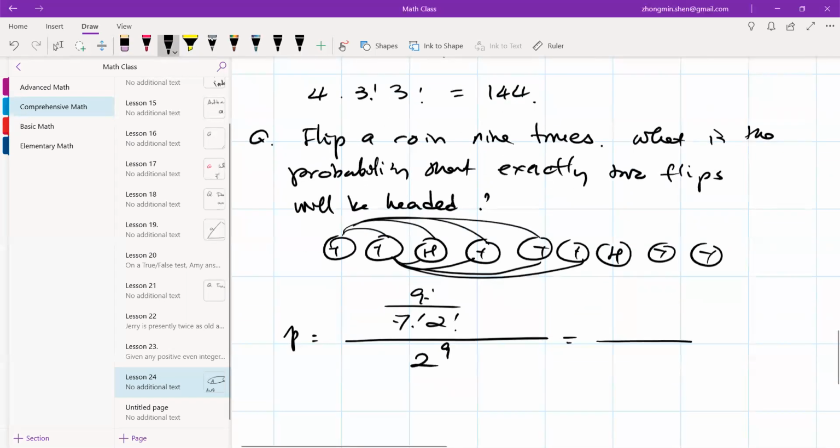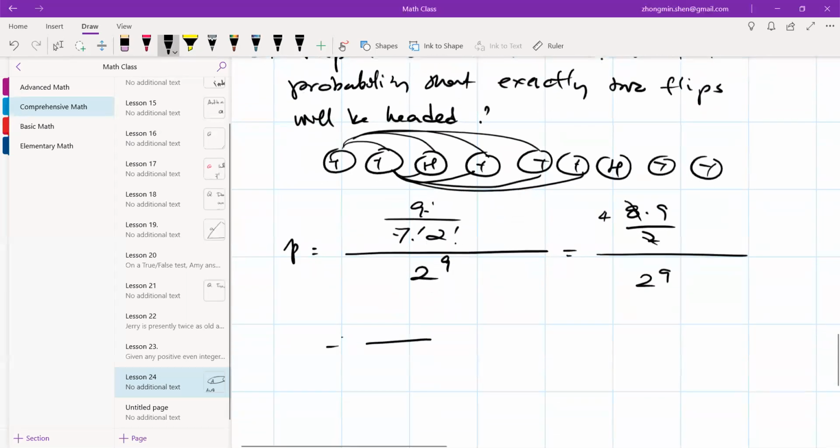If you simplify, you will get 9 times 8 over 2, that will be 36, which is 4 times 9. So the probability is 9 times 2 squared over 2 to the 9th, which is 9 over 2 to the 7th. So this is the answer: 9 over 2 to the 7th. I think 2 to the 7th is going to be 128, right?